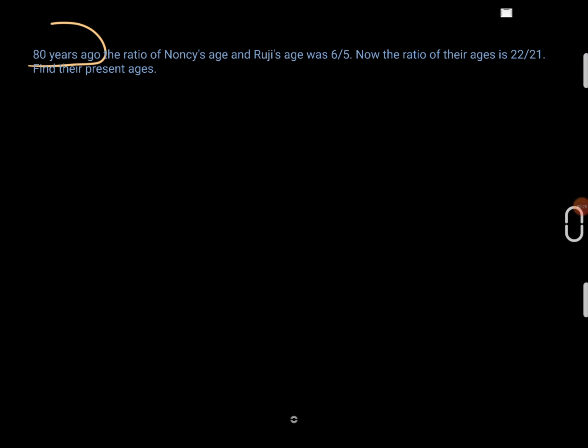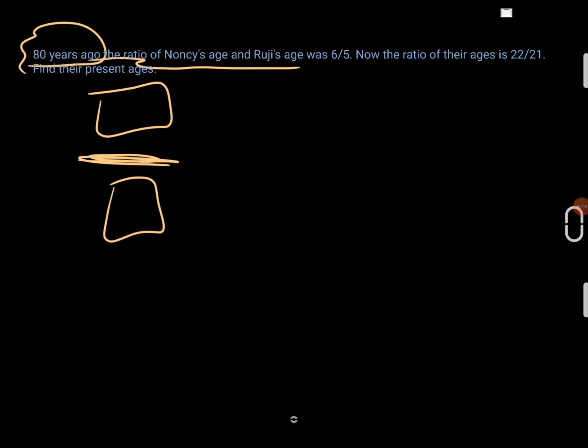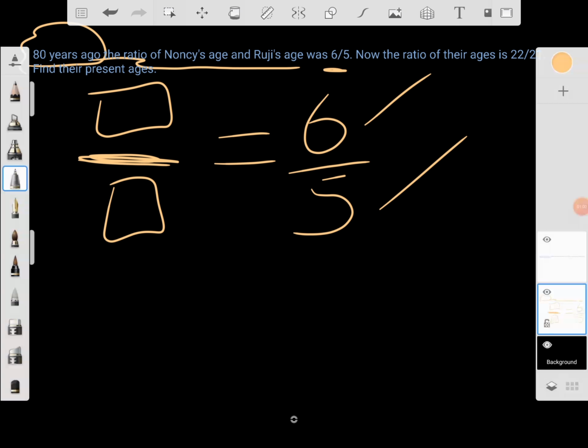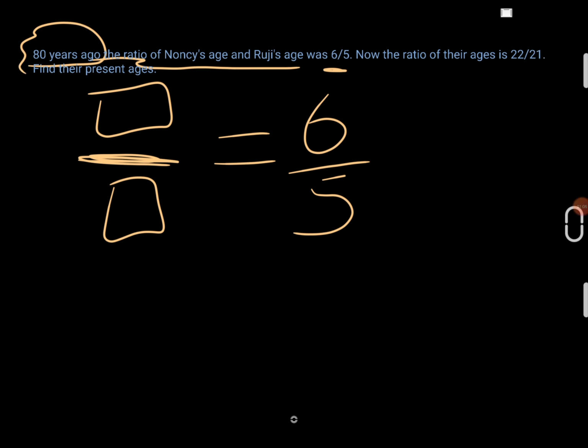80 years ago, one thing that we need to take care of was the ratio of Nancy's age and Roji's age. That means the ratio between two ages was 6:5. So going back 80 years, we can understand that the ratio of these two people's ages was 6:5. Now that doesn't mean Nancy's age was 6 and Roji's age was 5. It doesn't mean that. Why? Because it could be a simplified value.